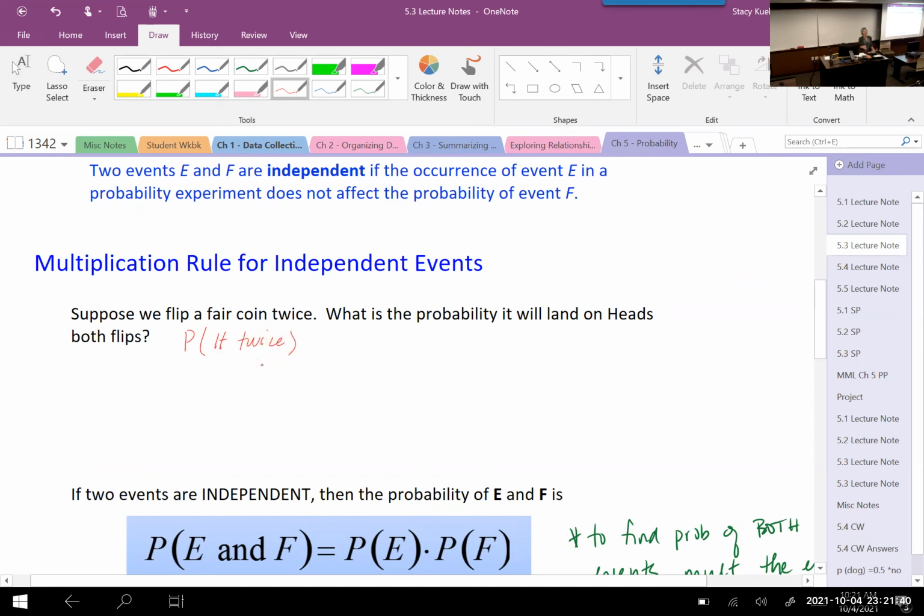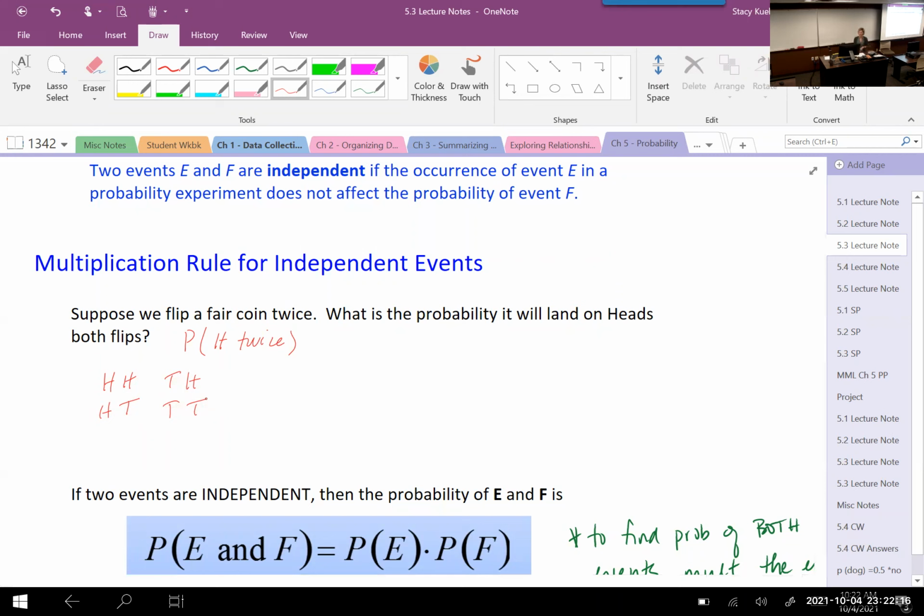So if we create our outcome set, I can have a head for the first flip, and a head for the second flip, correct? I could have a head for the first flip and a tail for the second flip, or a tail on the first flip and a head for the second flip. Or I could have a tail on the first flip and a tail on the second flip, right? Those are all the possible outcomes of flipping a coin twice.